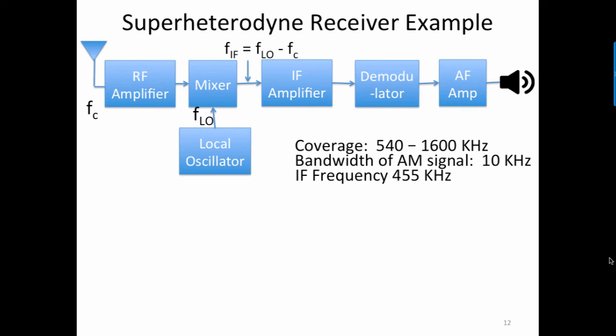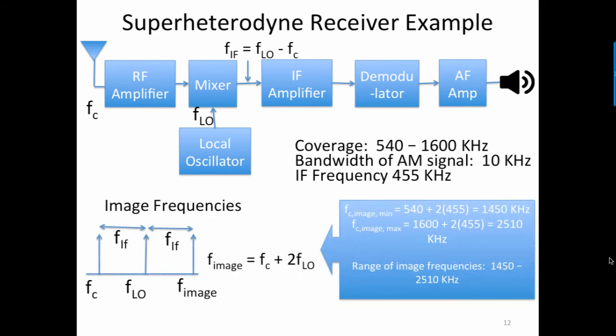With the design selected, we know that the image frequencies will be 2 times FIF above the carrier. Thus, over the AM band, we will have image frequencies from 1450 kilohertz to 2510 kilohertz. Since some of these frequencies are within the AM broadcast band, we do not want them to appear in the IF amplifier, or they will produce interfering signals in the demodulator.